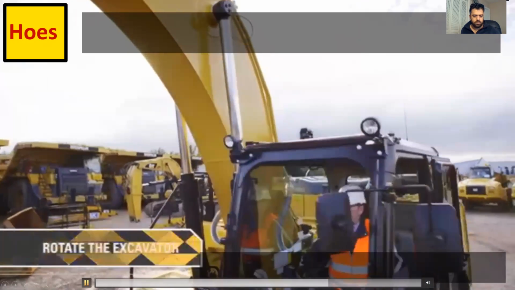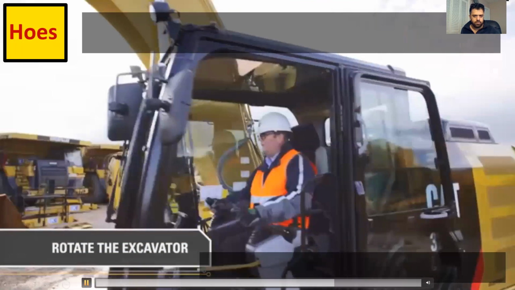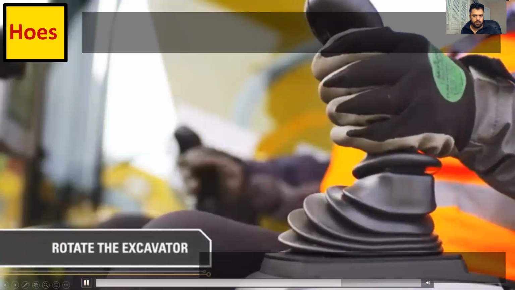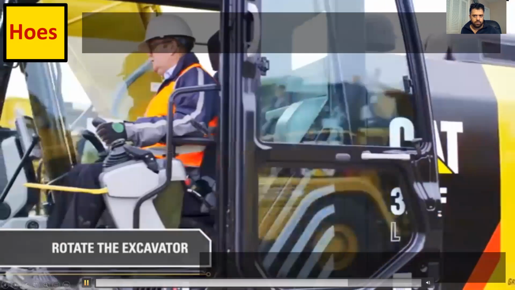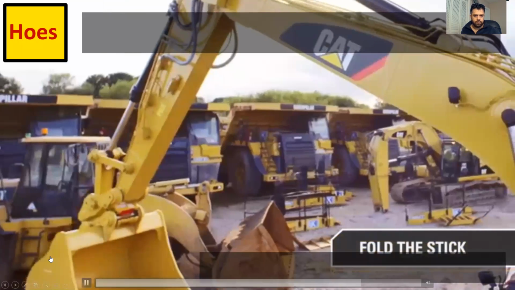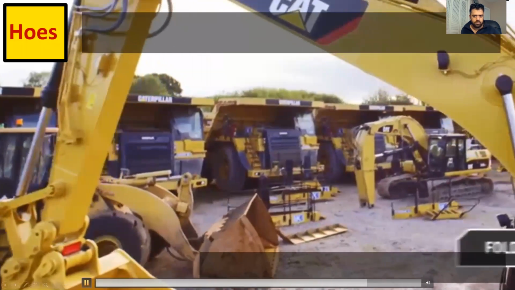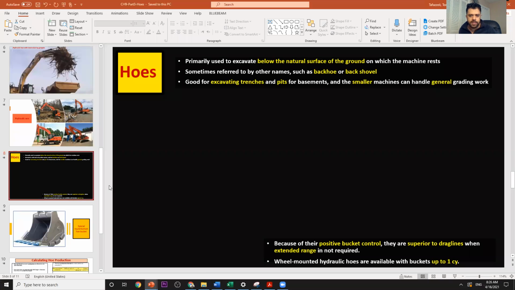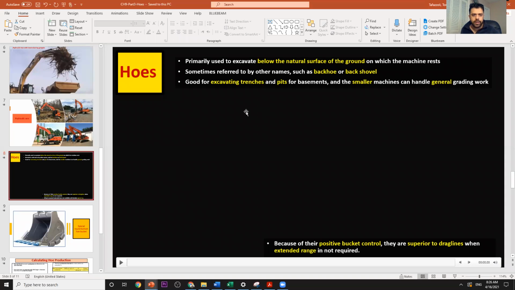With the left-hand joystick, you can rotate the excavator around its frame. Press left or right to move the excavator in the respective direction. Pulling the left-hand joystick towards yourself will fold the stick towards the excavator. So as you can see, the operator is using both hands and both feet to control.